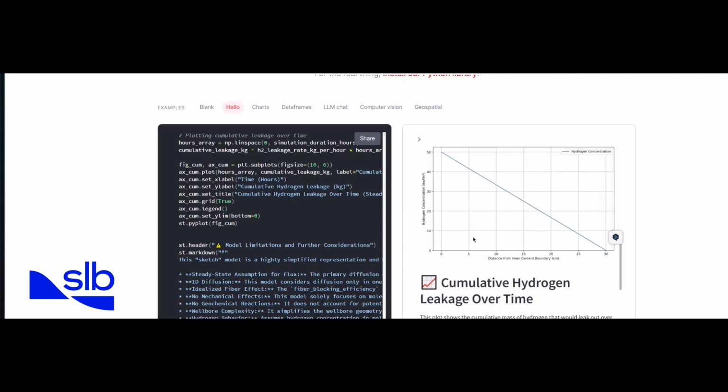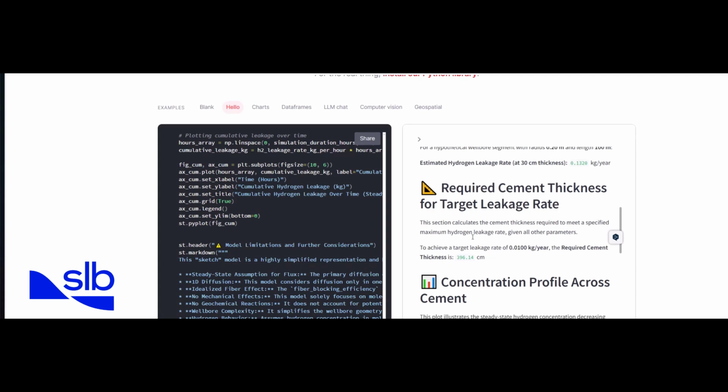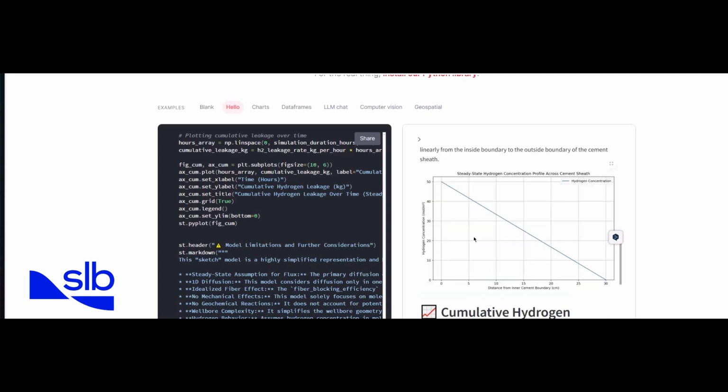So it is an interesting new application of fibers to cementing, to make safer wells and have improved production.